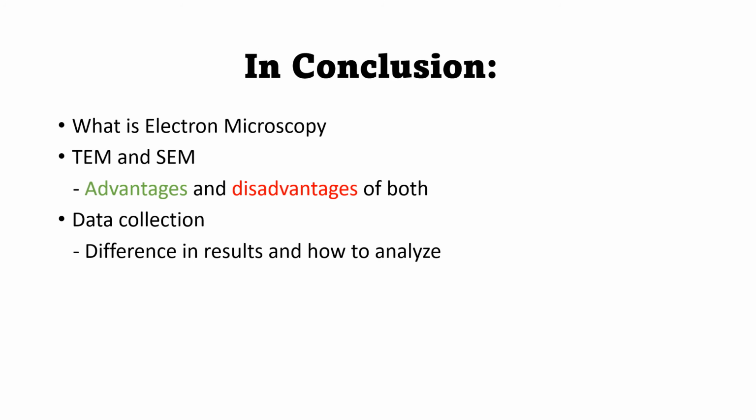In conclusion, during this presentation, we discussed what electron microscopy is, a bit of an overview. Then we looked more in depth into TEM and SEM, looking at advantages and disadvantages of both. And we also looked at data collection, different results and how to analyze them, and how they might require a bit of previous knowledge in biochemistry to understand some of the organic samples.